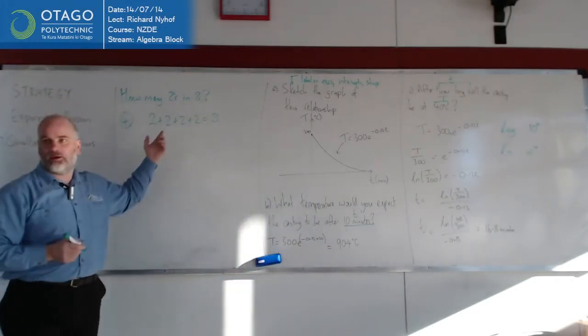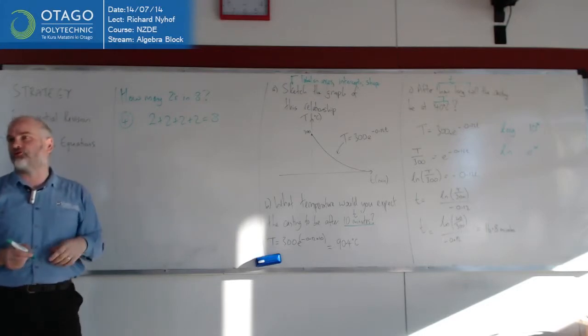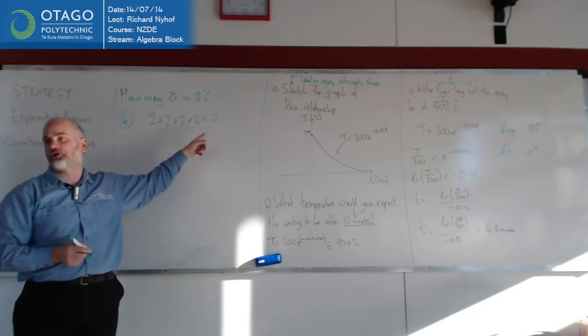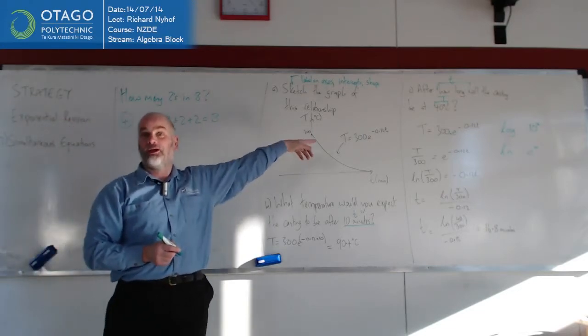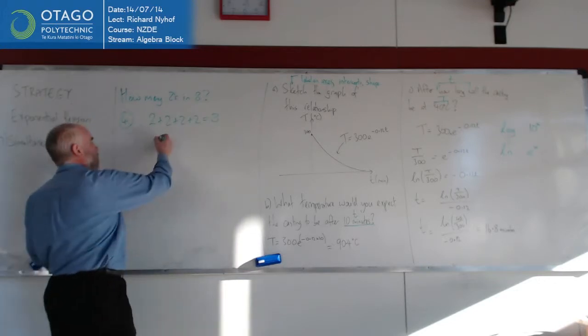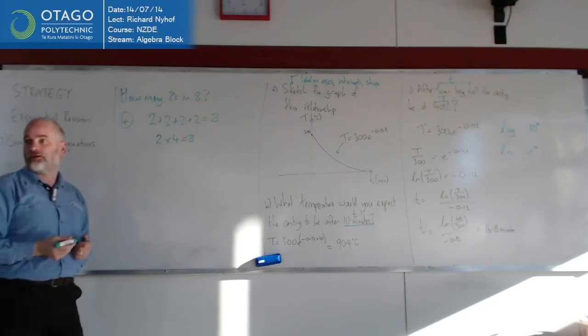Because in maths we get a bit lazy sometimes, if I'd asked you how many 2s were in 100 and you'd gone 50, I'd have died of boredom before I wrote 2 plus 2 plus 2 plus 2 plus 2 plus 2 plus 2 equals 100. So we've got a shorter way of writing it. So the short way of writing it is 2 times 4 equals 8.